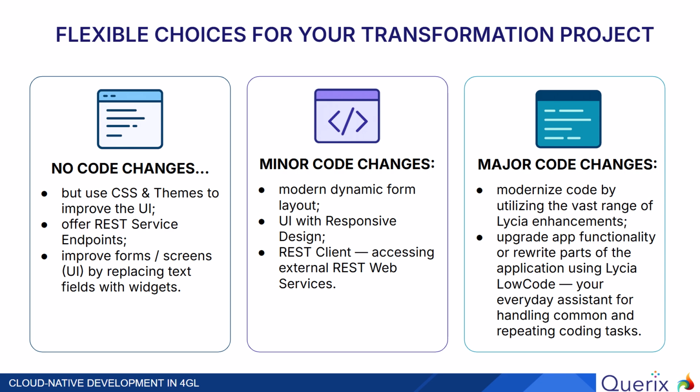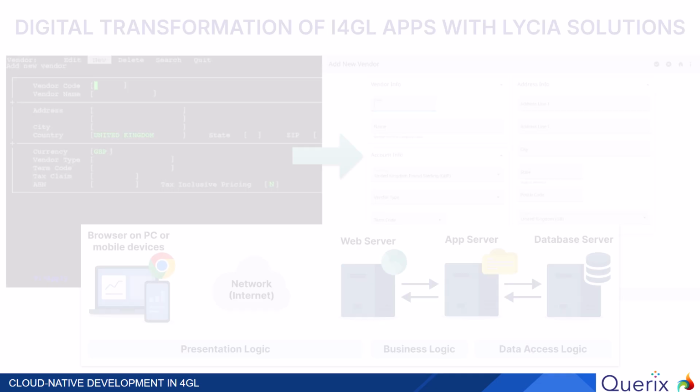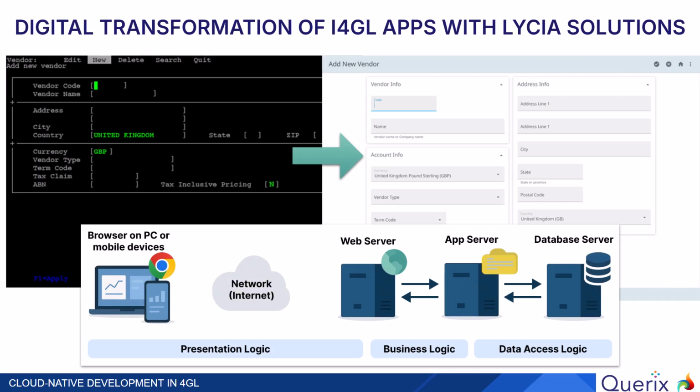The third approach, with major code changes, suggests modernizing your code by utilizing the vast range of Lycia enhancements, upgrading your app's functionality or rewriting parts of the application using Lycia low-code, your everyday assistant for handling common and repeating coding tasks. Lycia replaces a character terminal, providing a graphic user interface, builds browser-ready versions of the programs, creates web services, and conducts deployment to modern infrastructures including cloud ones. It also removes database vendor dependency of the application.